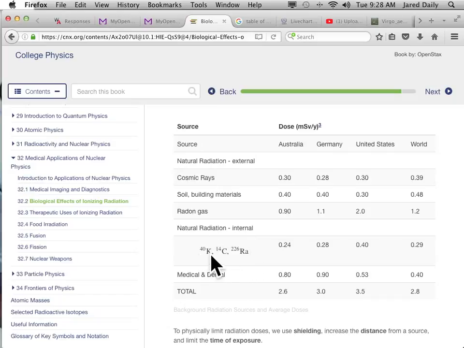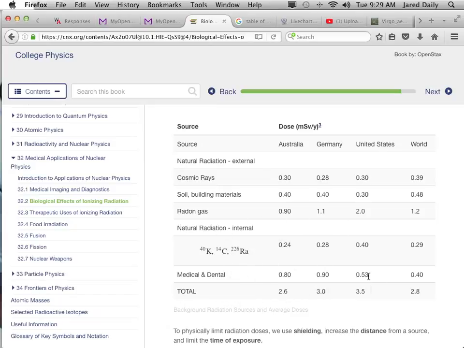From potassium 40, where do we get potassium 40? Eating bananas. Potassium 40 is just a naturally occurring isotope of potassium that is radioactive, and we eat it when we eat bananas and other things. Carbon 14 we get from eating just about anything we eat, and radium 226 we get, that's just in the soil and other places. And radium decays to become radon.